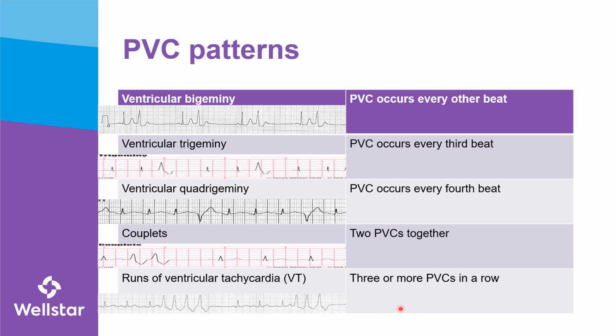And then you get into your spicy, kind of dangerous runs of VTAC. A run of VTAC can be considered 3 or more PVCs in a row. So if you come across this on the patient's rhythm strip and it hasn't been already addressed, make sure you're bringing that to the attention of your provider if the monitor room is not contacting you.